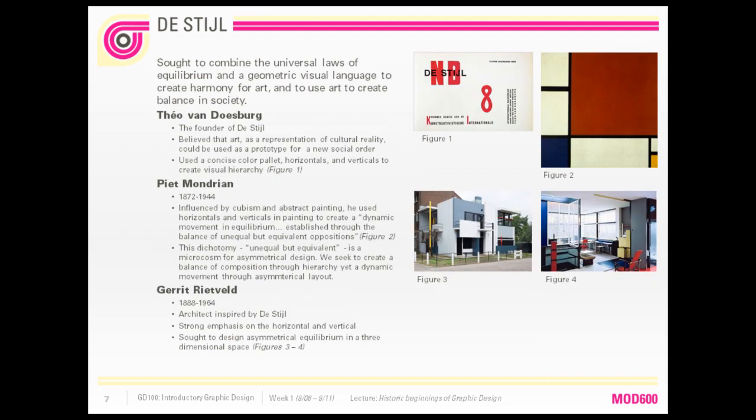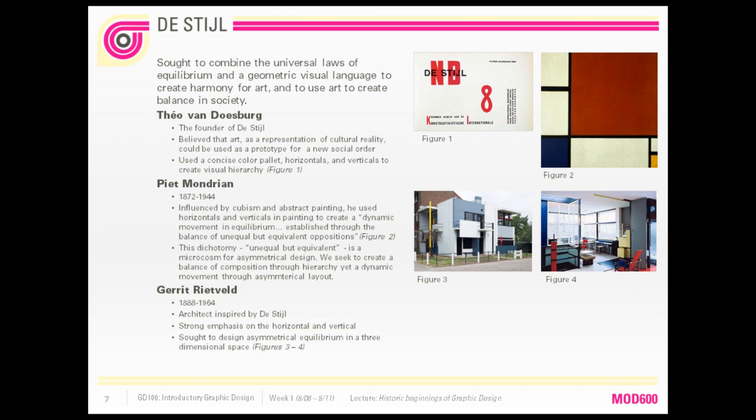Let's talk a little bit about De Stijl. De Stijl sought to combine the universal laws of equilibrium and a geometric language to create a balance in society. Its founder was Theo van Doesburg, and he believed that art could be used as a prototype to create a new social order. If you look at figure 1, he used a concise color palette, horizontals and verticals, to create visual hierarchy in his designs.